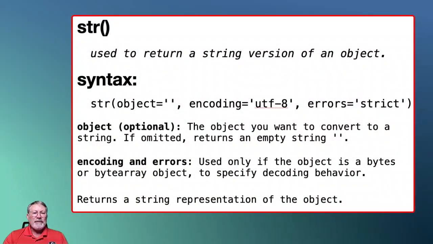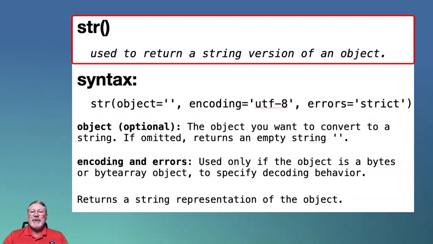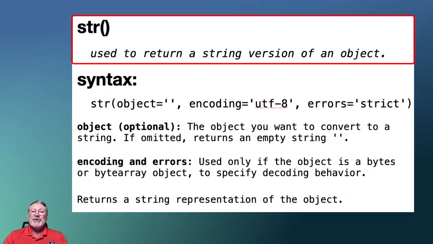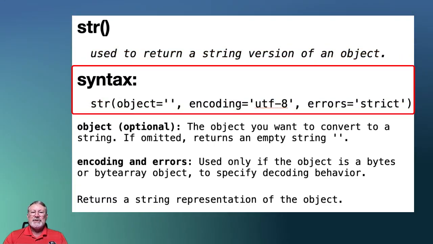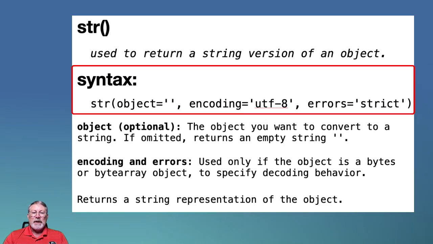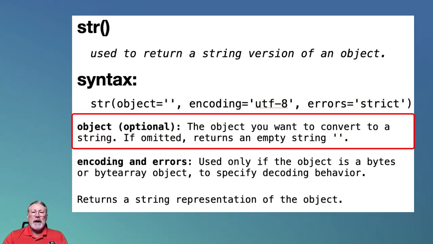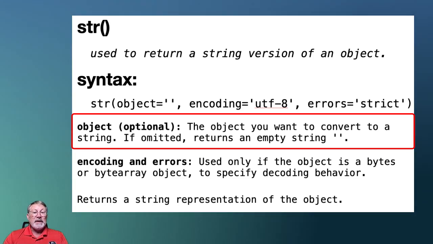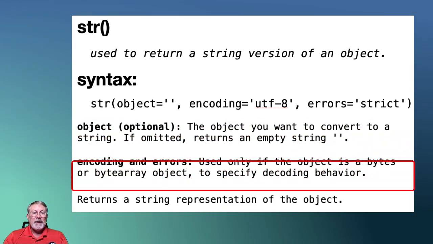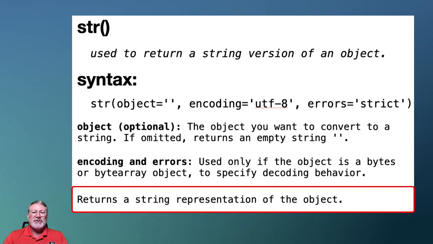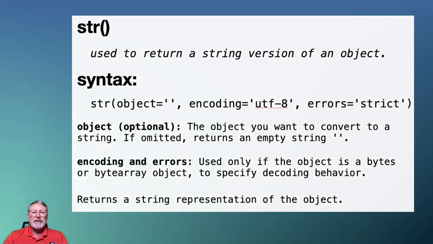What is the str function? It's a Python built-in function that converts an object to its string representation. Here's the syntax: str with an optional object. In the function, you can optionally include the object that you want to be converted into a string. If omitted, the str function returns an empty string. The result is a string representation of the given object.